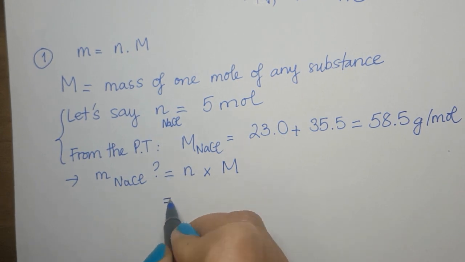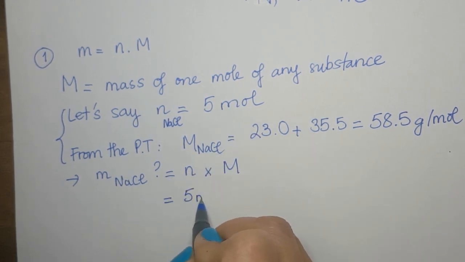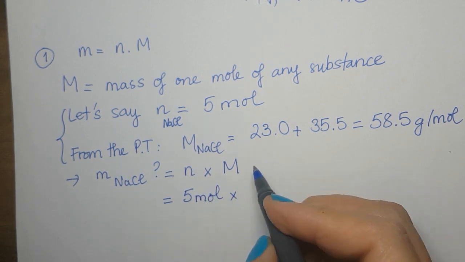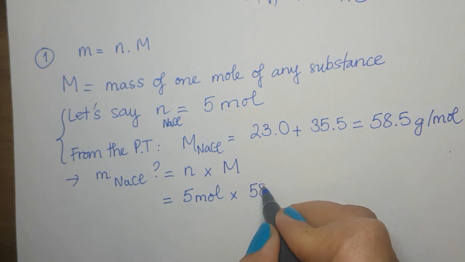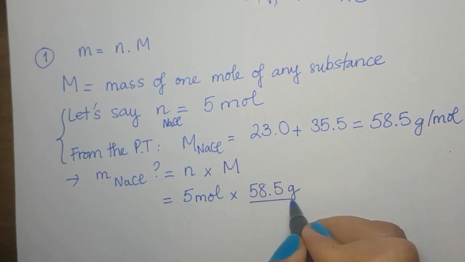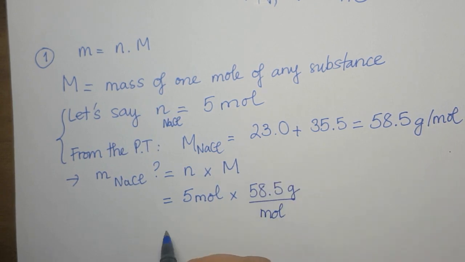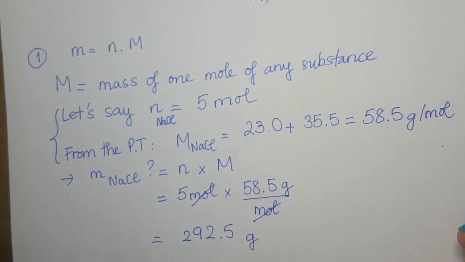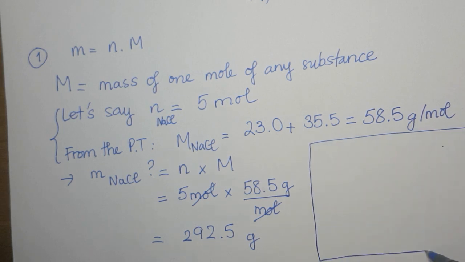Okay, so I now plug in 5 mole. This is what I meant by bringing in the unit. Molar mass is 58.5 gram per mole. So mole and mole cancel out. You will end up with gram. This gives us 292.5 gram.